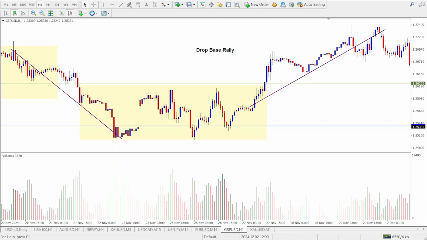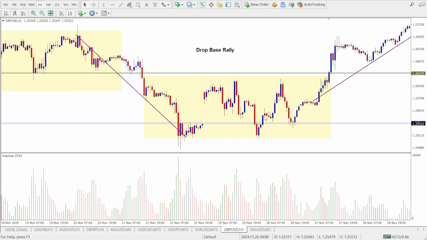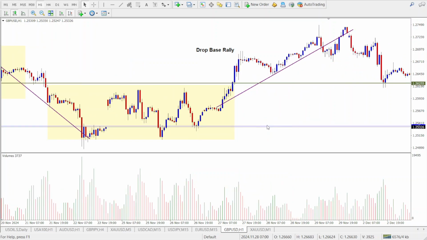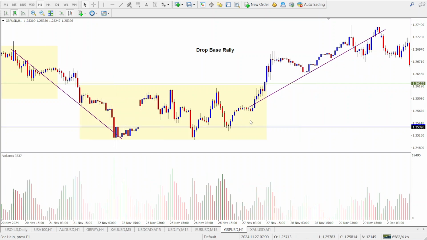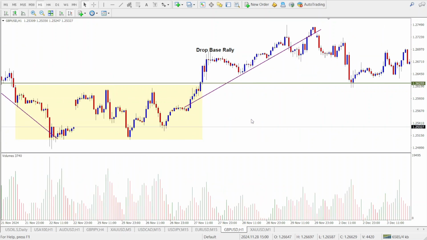So how do you actually trade the drop base rally? Once you've spotted the pattern, here's the step-by-step process. You wait for the base to form. Don't enter the market right after the drop. Let the market consolidate and form a solid base. This gives you a clear idea of the level where price has been accumulating.